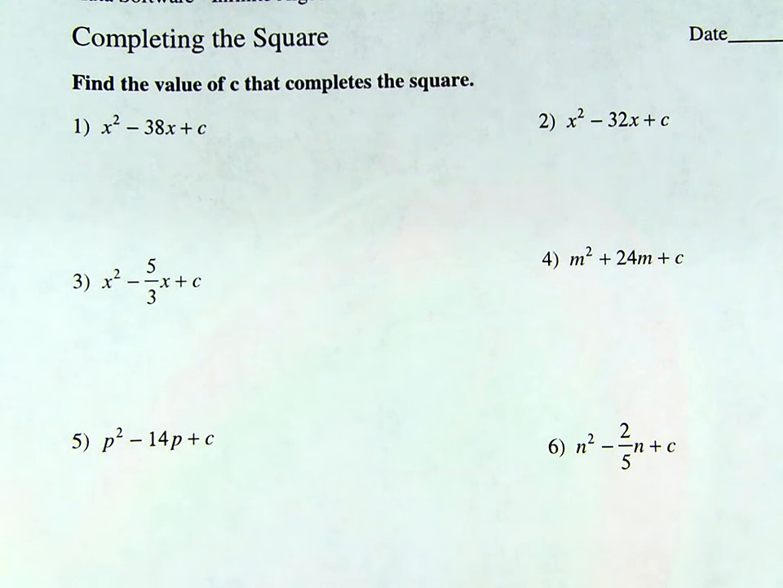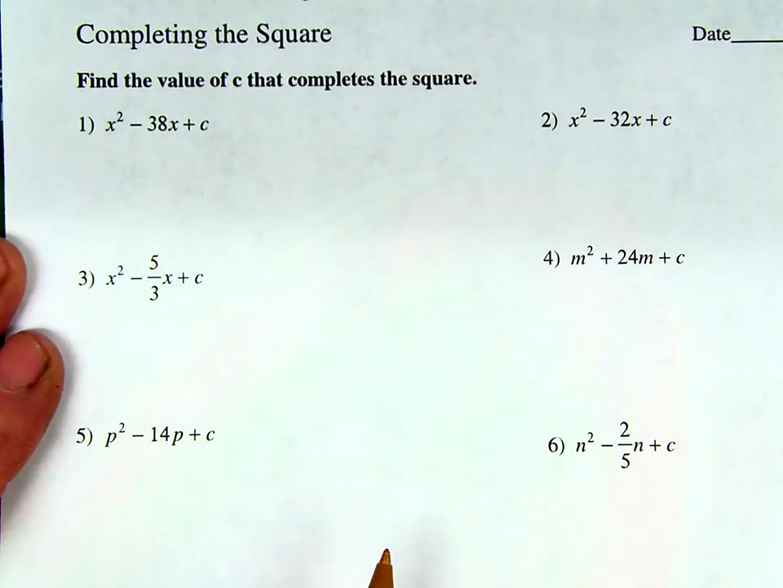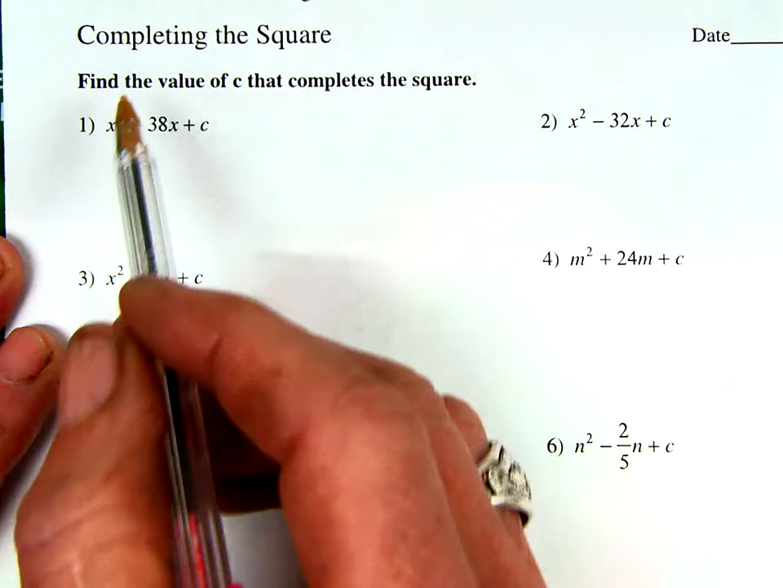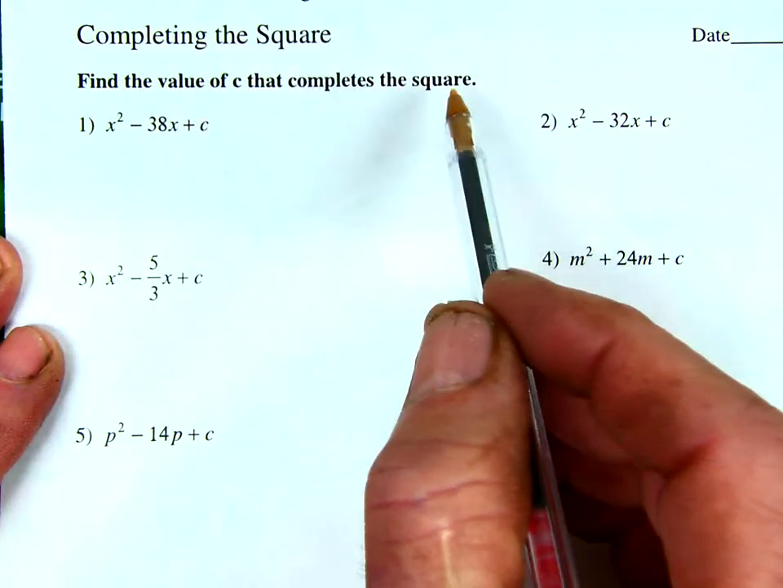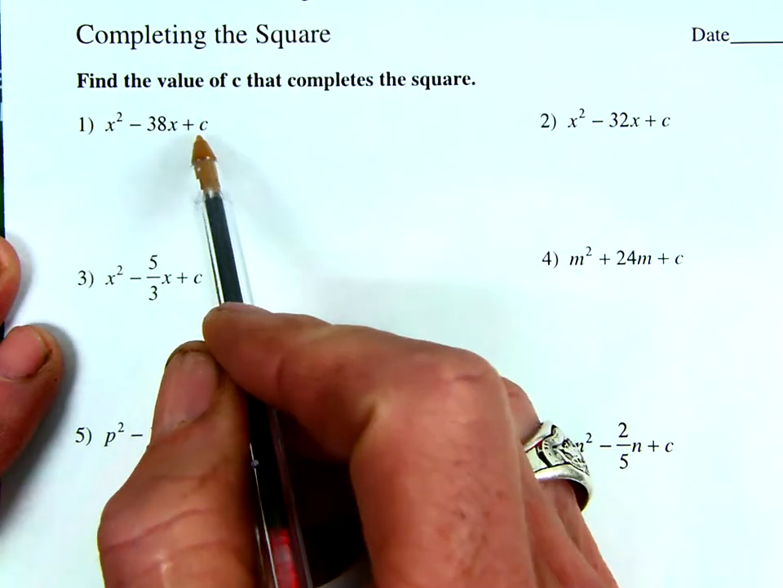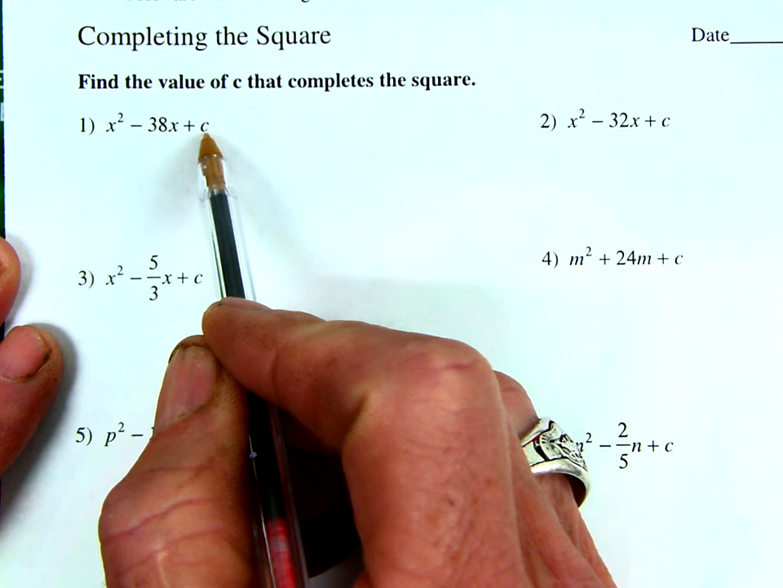Okay, completing the square. This is a method that we're going to use sometimes when we can't use just simple factoring to get our roots or the solutions that we're looking for. Now, this isn't something that you've done before, so use a little patience. Just take a deep breath. You can do this. Find the value of c that completes the square. So all you're doing is looking for this number that belongs right here.